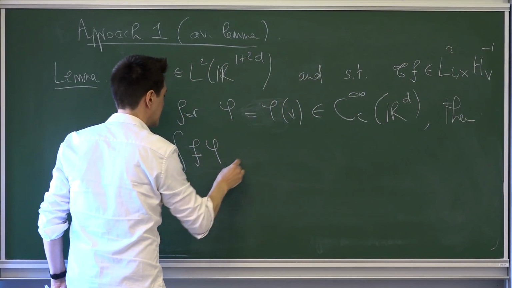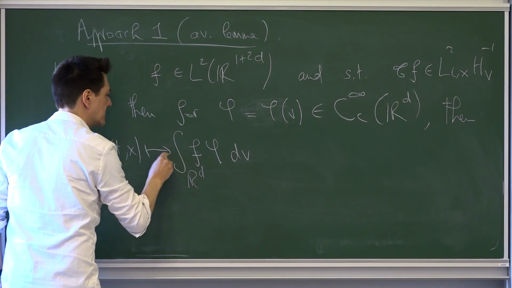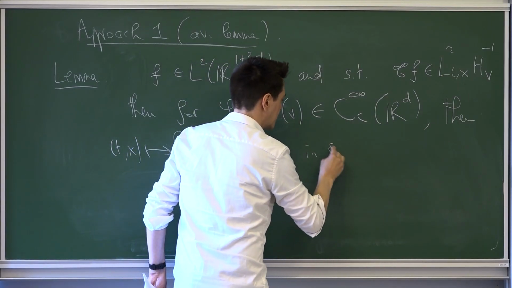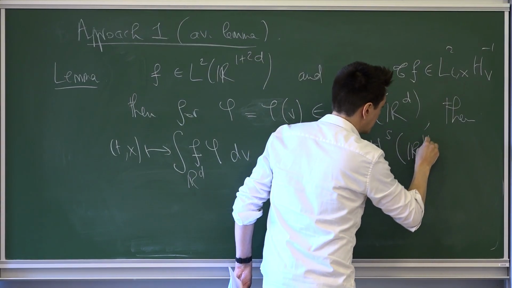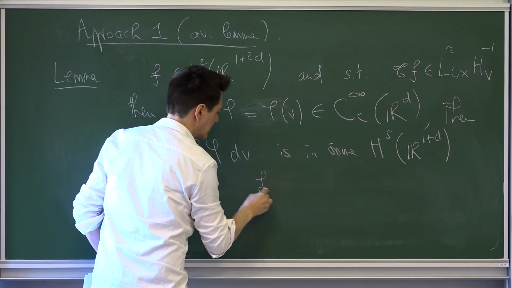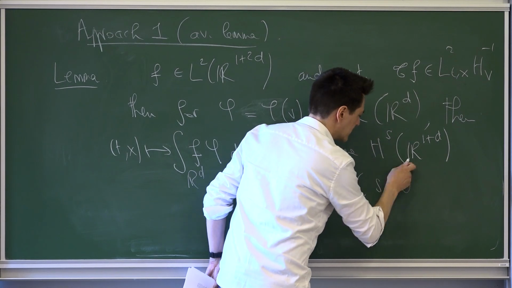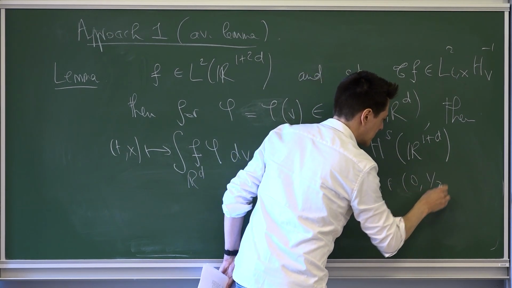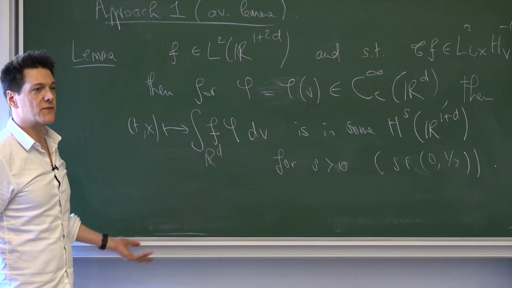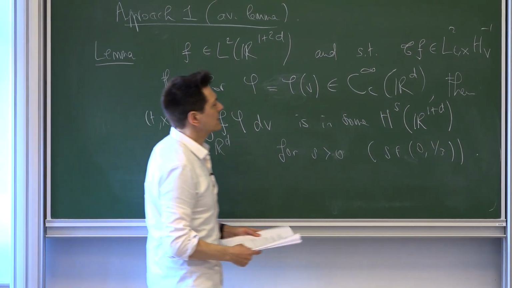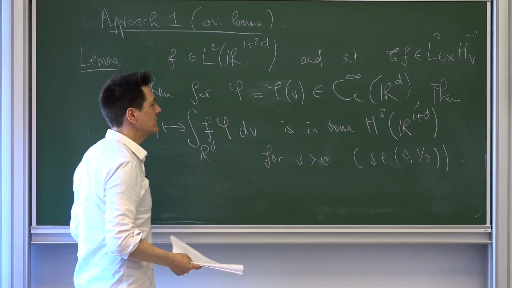the integral of f phi dv, which now is a function of t and x only, is in some H^s of R^(1+d) for some s strictly positive. Actually, I think the optimal one you would get is 1/3, to be checked. Forgot to put that in my notes. Maybe François remembers. I think it's 1/3 in this case. But anyway, it's strictly positive. You lose a little bit compared with the standard averaging lemma just because I put some negative regularity on the right-hand side, but it doesn't really matter for us.